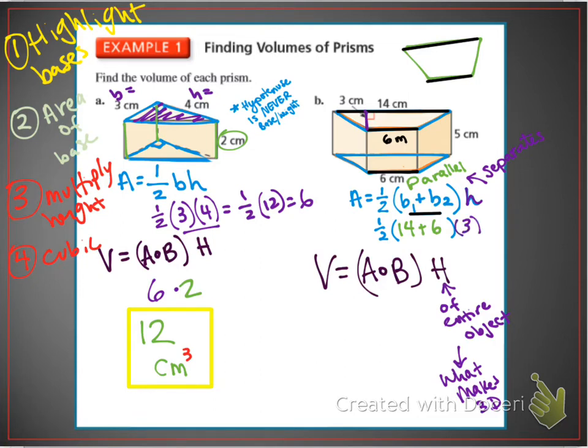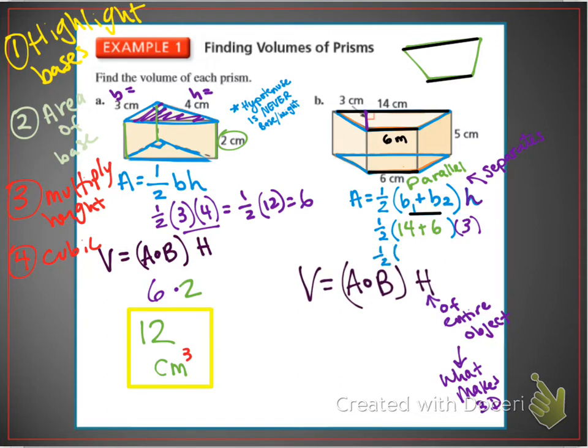You want to do PEMDAS, so parentheses first. So 14 and 6 make 20. And then times 3. Again, it doesn't really matter what order you multiply in. We could do 20 times 3, which is 60. And then half of 60 is 30. So that means the area of your base is 30. So area of the base, 30.